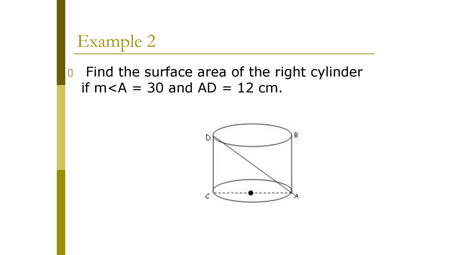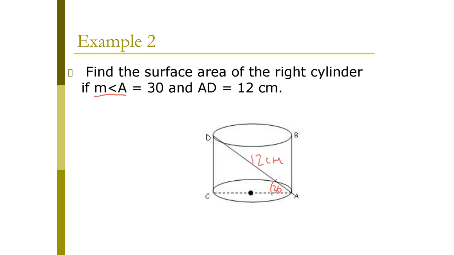All right, we got ourselves a right cylinder here. We've got to find the surface area of that cylinder. The measure of angle A is 30 and AD is 12. So if this is 30, that's some old-timey PowerPoint, when we didn't really have MathType. Old school. And then AD is 12 centimeters.